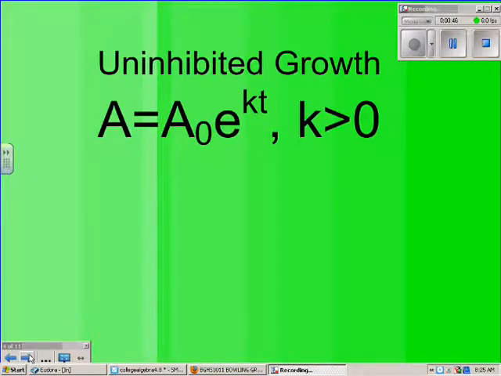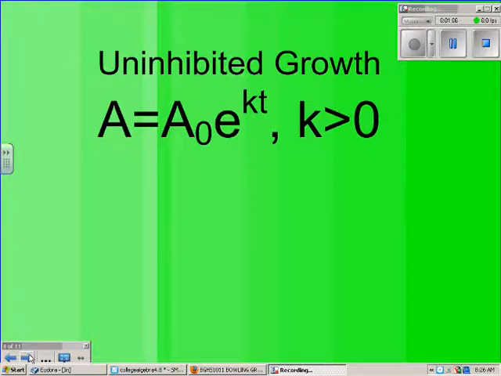Any idea what that word uninhibited means? What about if I inhibit something? Any idea what that would mean? All right. Uninhibited just kind of means it's going to keep increasing without bounds, which is a fairly unrealistic idea for a lot of things.